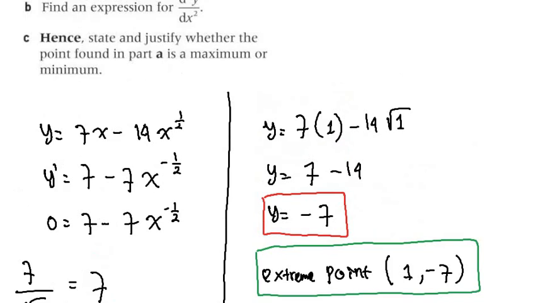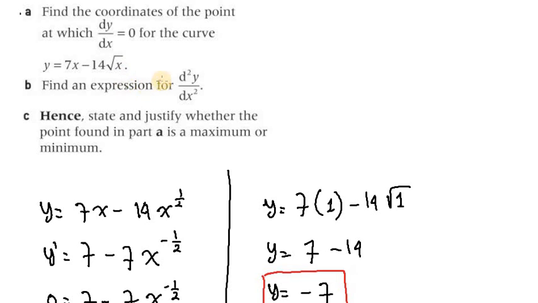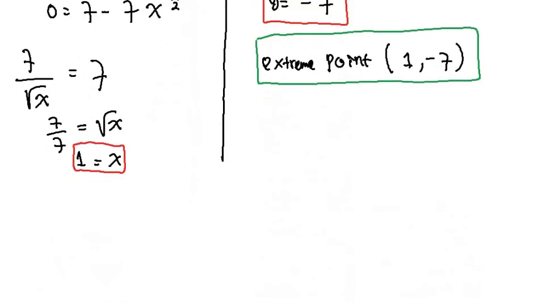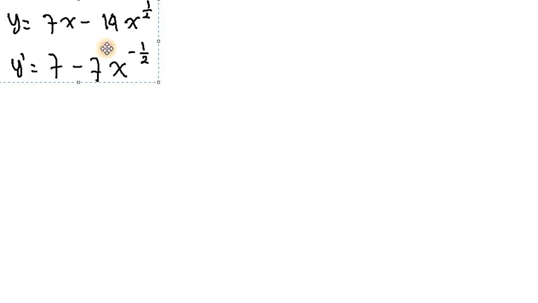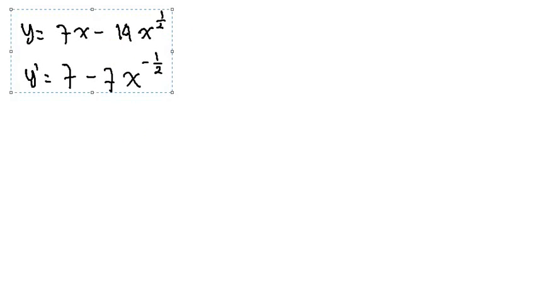Okay, for B, we have to find the expression of d squared y over dx squared, which is the second derivative. In this case, let us take the first derivative from the original equation. Let's copy this, paste. So you just need to find the second derivative.